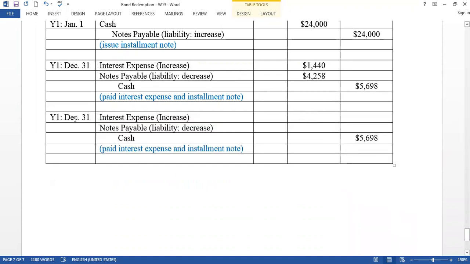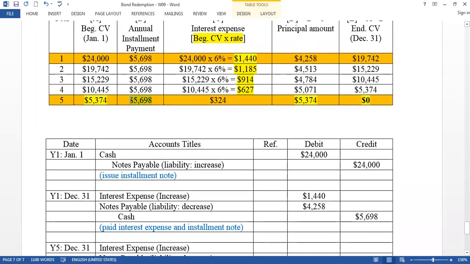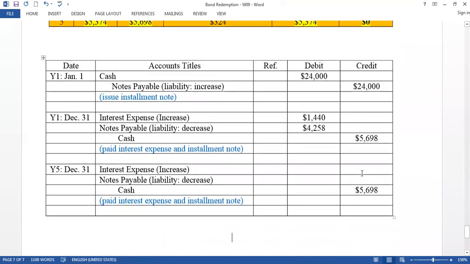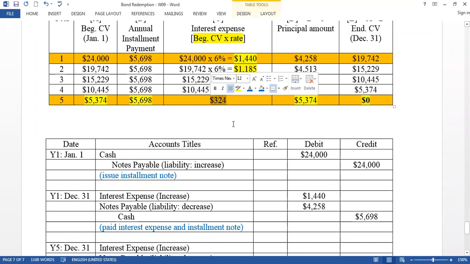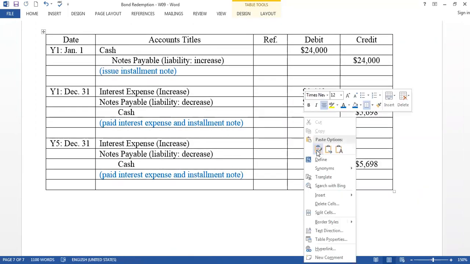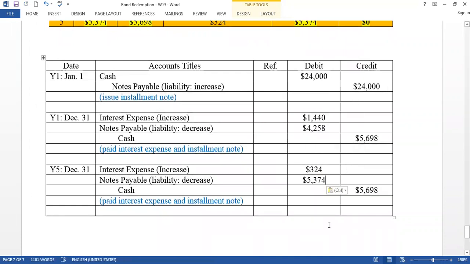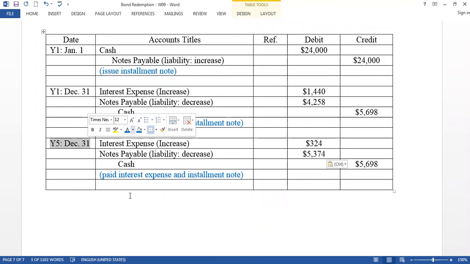So this is year 5, December 31st. What is our last installment? This is our last installment. This installment includes some part of the interest expense, this one, and it includes our liability. Yes, so this is year 5.